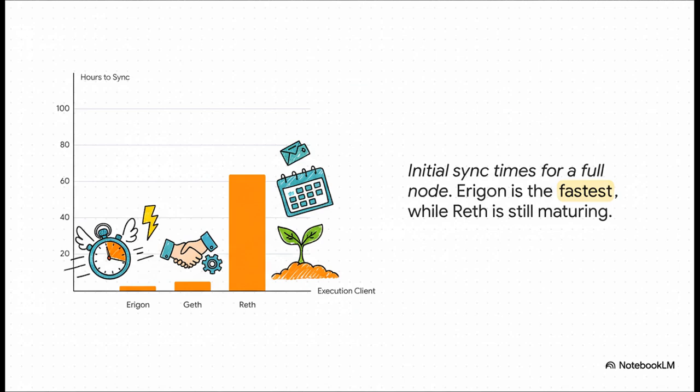Geth and Nethermind are respectable, around 5 hours or so. But Reth, well, you can see it's still maturing. Syncing a node is currently a multi-day project.